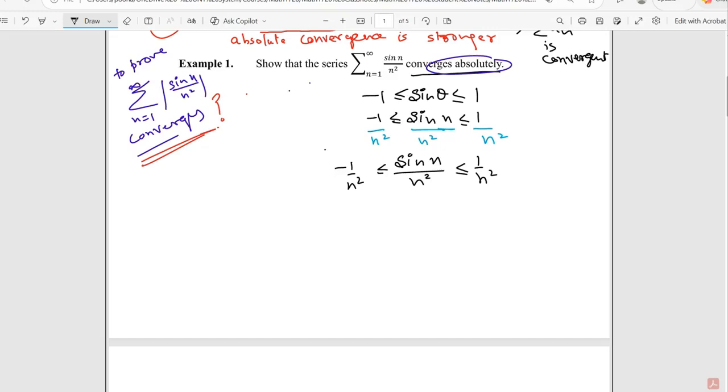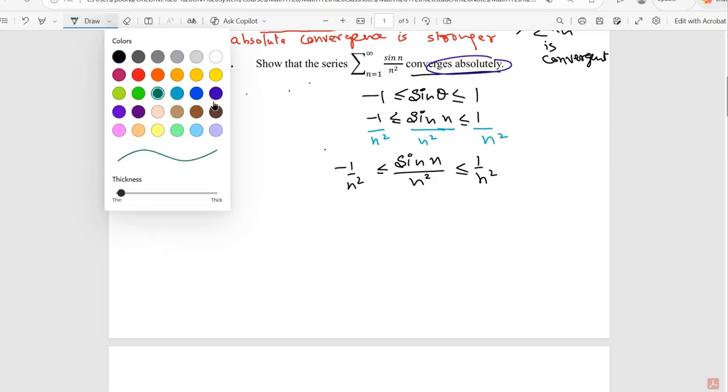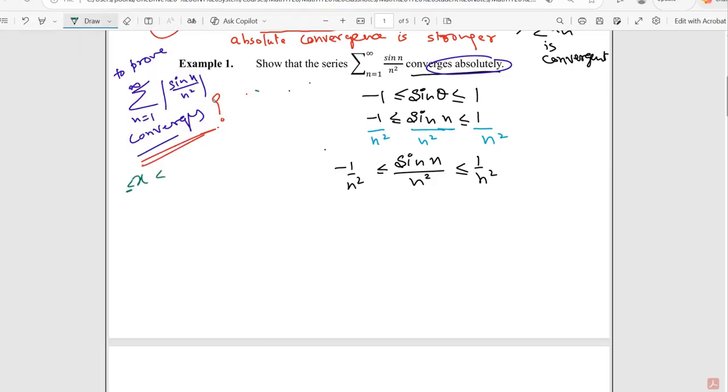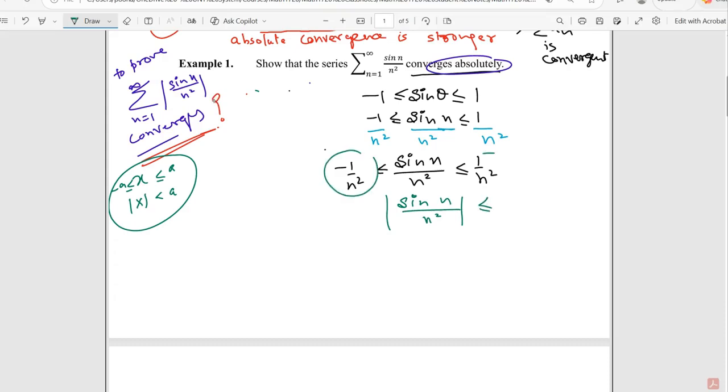Now, in algebra, you must have learned that if x is between negative a and a, we say the absolute value of x is less than a, right? So using that definition, we can say the absolute value of sine n over n squared is less than 1 over n squared, using this algebra. So this term is less than this term.